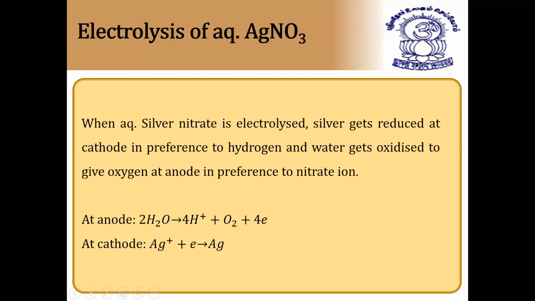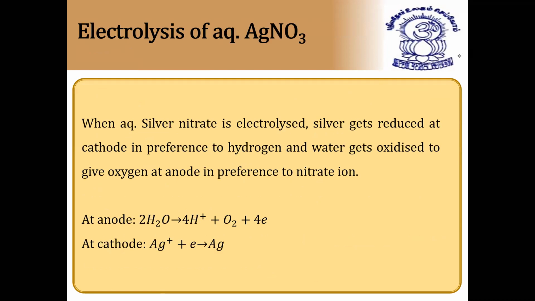Now we'll see electrolysis of aqueous silver nitrate. Very, very important. When aqueous silver nitrate is electrolyzed, silver gets reduced at cathode in preference to hydrogen. Why? Because silver is below hydrogen in the electrochemical series. The one which is present below will go and deposit first. In the electrochemical series, hydrogen can displace silver, but silver cannot displace hydrogen. So preferential will be silver.